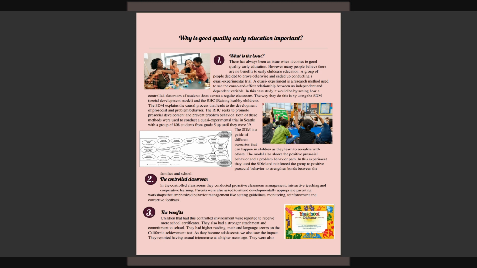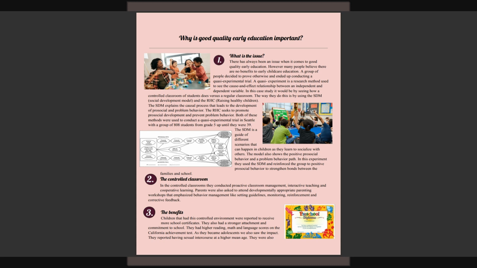But for my article, I chose to do applying the social development model in middle childhood to promote healthy development effects from primary school through the 30s and across generations. I wanted to focus on the SDM model, which is the social development model, and the benefits it has in a good early education. There has always been an issue when it comes to good quality early education. However, many people believe there are no benefits to early child care education.